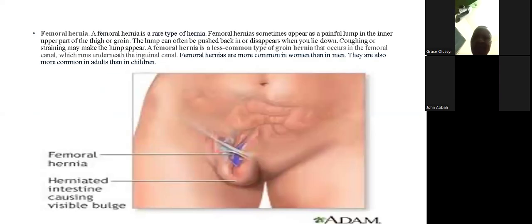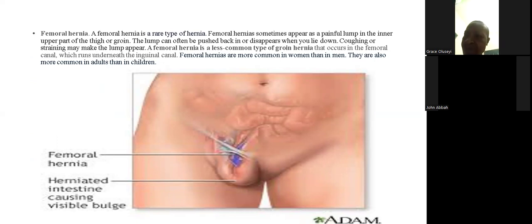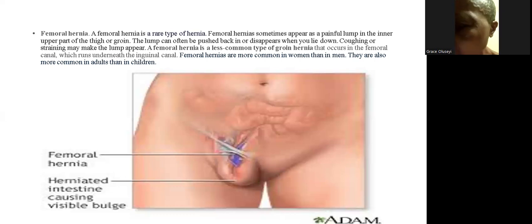Now, let's look at the second type of hernia. This particular type of hernia is known as a femoral hernia. Femoral hernia. Now, this particular type of hernia is very, very rare, but it is still common. Though rare, it still happens to patients, especially with our female folks. We do see this type with them. Now, femoral hernia is equally another type of groin hernia.